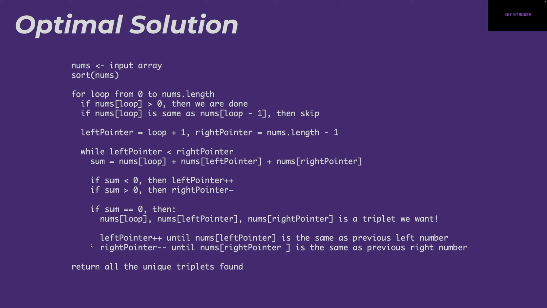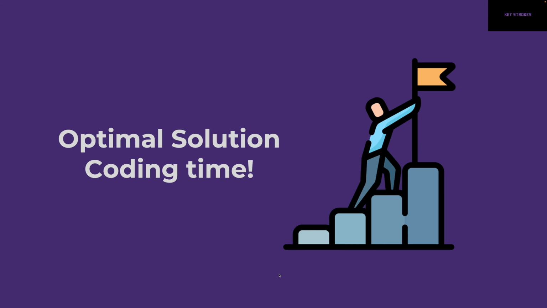And then we optimize our algorithm by skipping the numbers pointed by left pointer if the number pointed by left pointer is the same as the previous left element. And we do similarly for the right pointer as well. And once we're done with the for loop, we just return all the unique triplets that we just found. Okay, so let's code this solution, and hopefully the algorithm will make much more sense then.